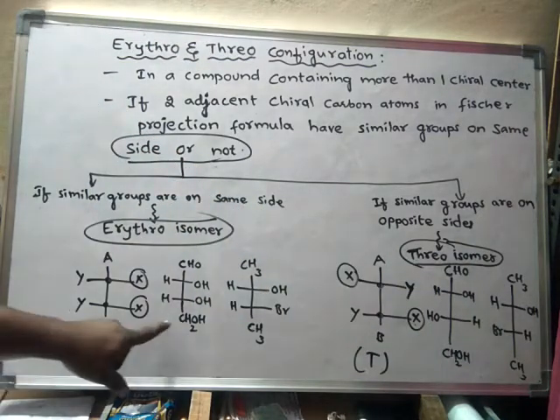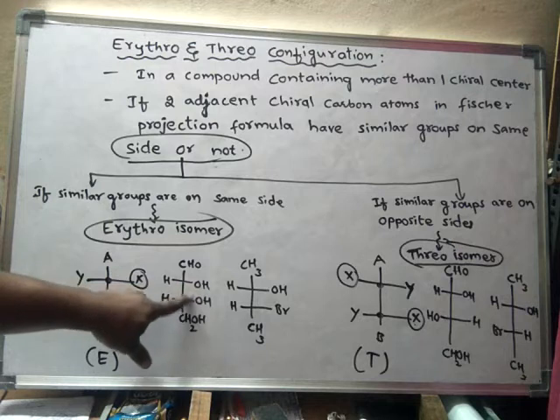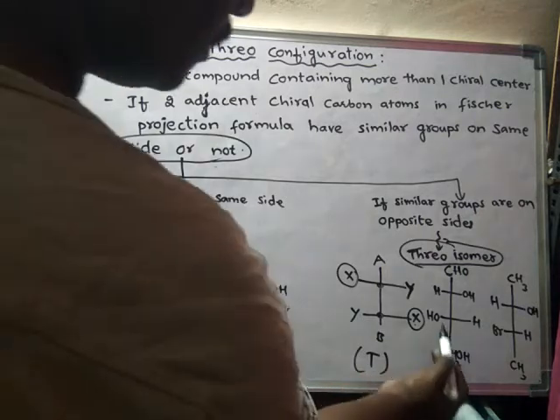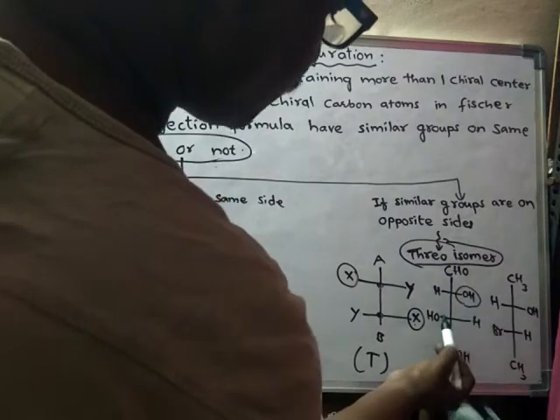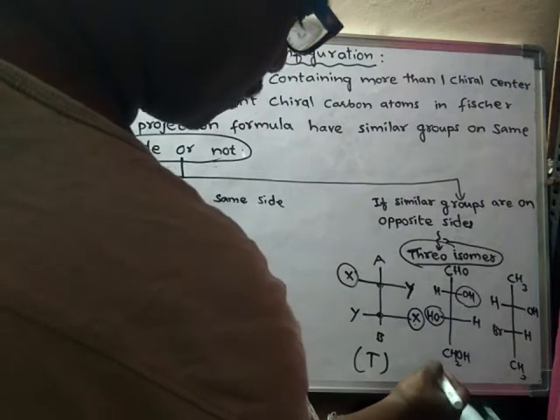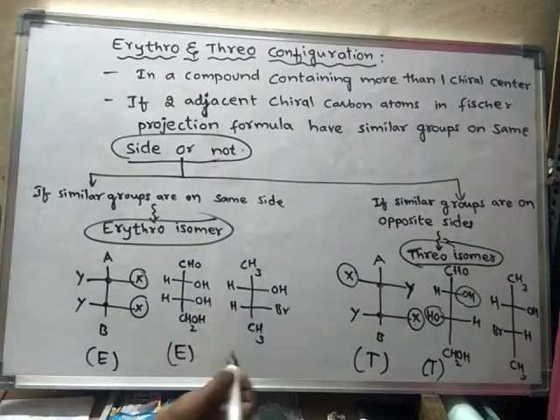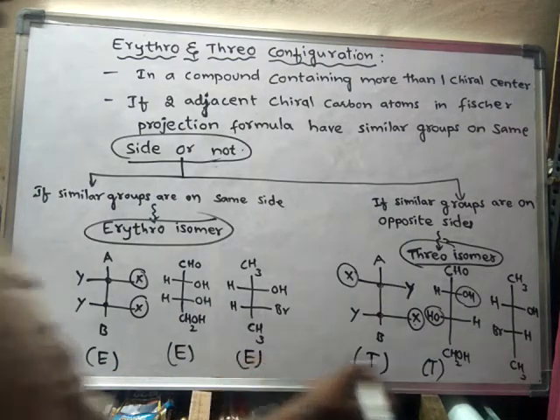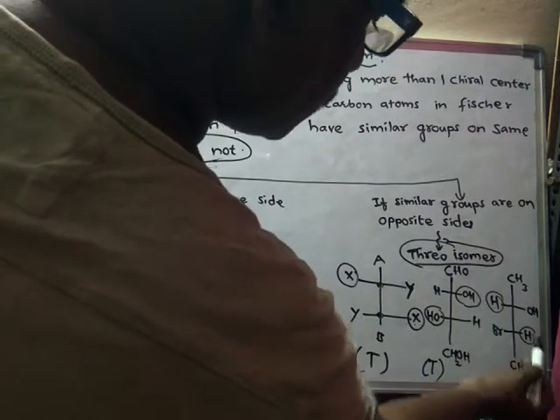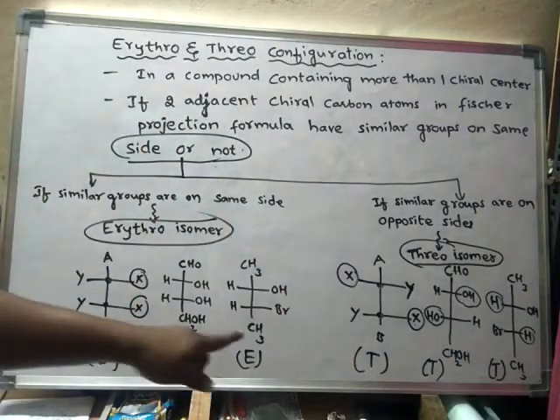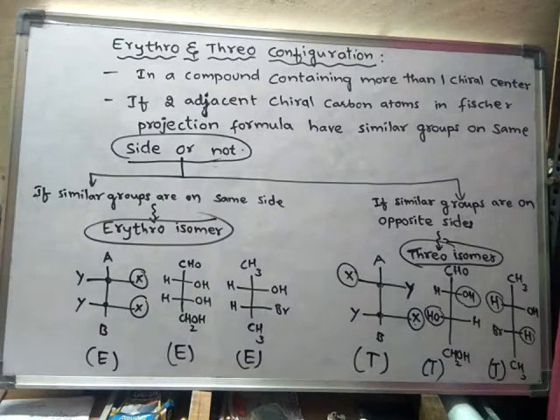Okay. So in this example also, similar groups are present on the same side, hence it is also erythro isomer. But here similar groups are present on the opposite sides, hence it is threo isomer. So here also similar groups are present on the same side, hence it is also erythro isomer. Here similar groups are present on the opposite side, hence it is said to be threo isomer. So like erythro isomer and threo isomer. So in this way, erythro and threo configuration can be represented.